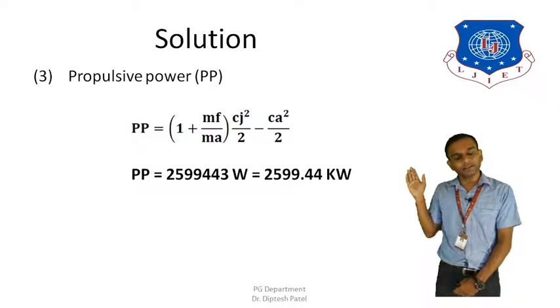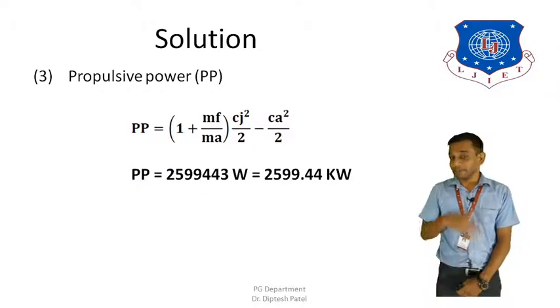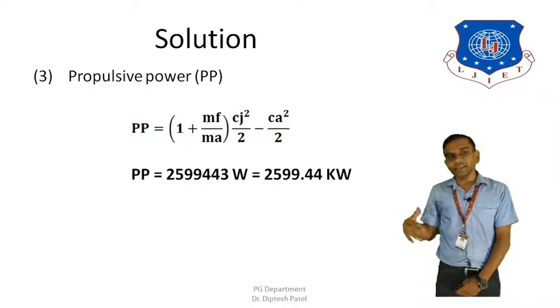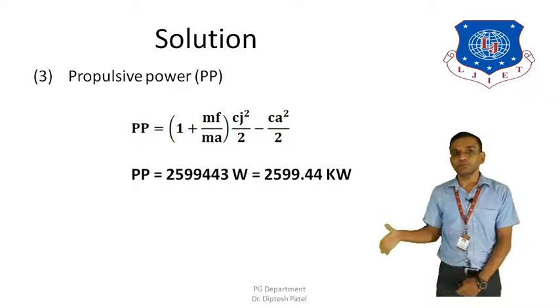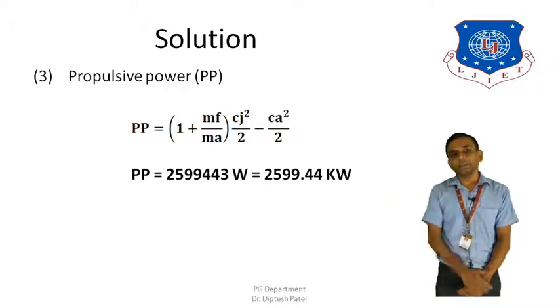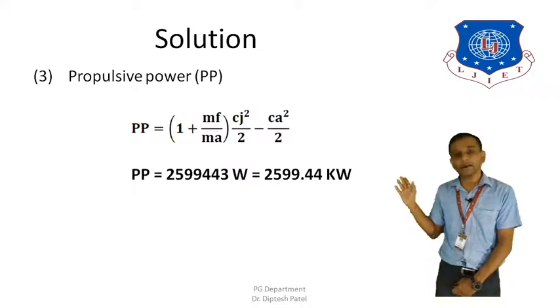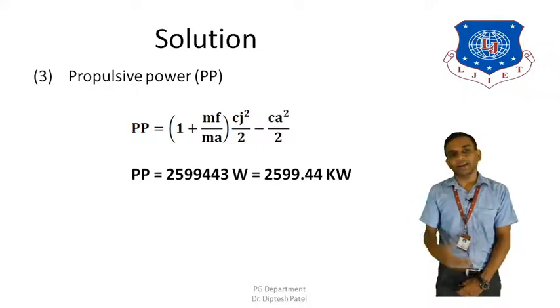Air to fuel ratio is given to us, so mf upon ma would be 50. Then Cj square, that we have already found out, 605.8, and Ca is given to us 200. So let's put the values in this equation and find out the propulsive power. After going through the calculations, I should get propulsive power is equal to 2599443 watt. Let's convert that into kilowatt, and that would reduce to 2599.44 kilowatt. So that is the propulsive power and our third find out.